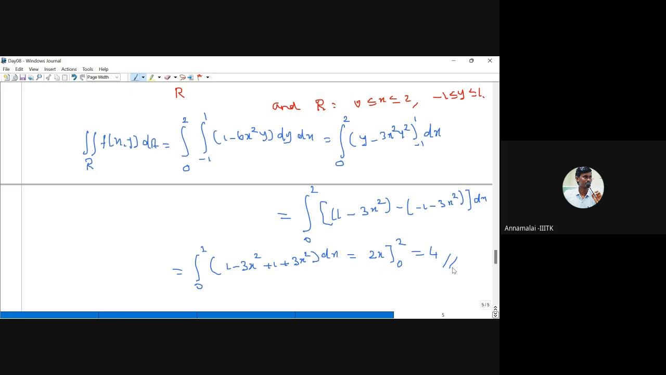So far we discussed double integrals over rectangles. Suppose the domain is not a rectangle but any other region, the same thing will happen. You have to split it into small regions, and then apply the limit as delta A goes to 0, and you will get the exact value. Now we can go for the next theorem, Fubini's theorem, the stronger form.